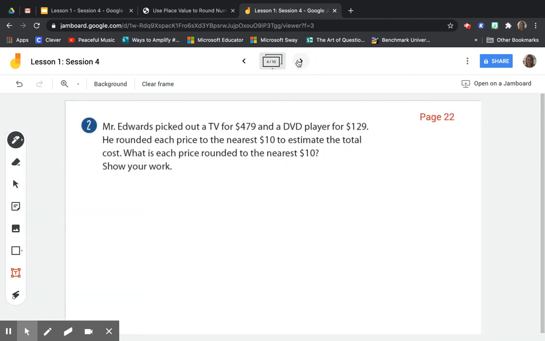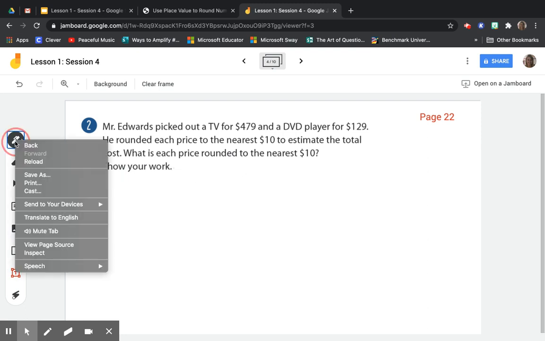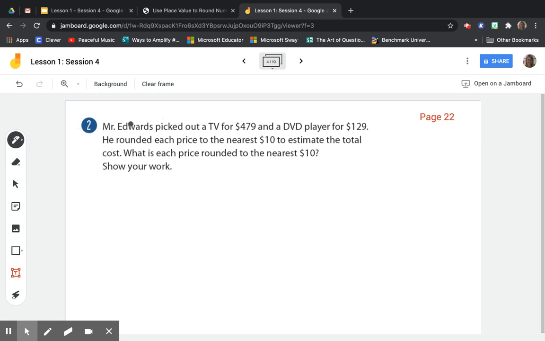All right, let's look at page 22. We're looking at number 2 together. Here we go. Mr. Edwards picked out a TV for $479 and a DVD player for $129. He rounded each price to the nearest $10 to estimate the total cost. What is each price rounded to the nearest $10? Show your work. So if we ask ourselves, what is this story about? I know that this story is about picking out a TV and a DVD player. So they're just doing some shopping.